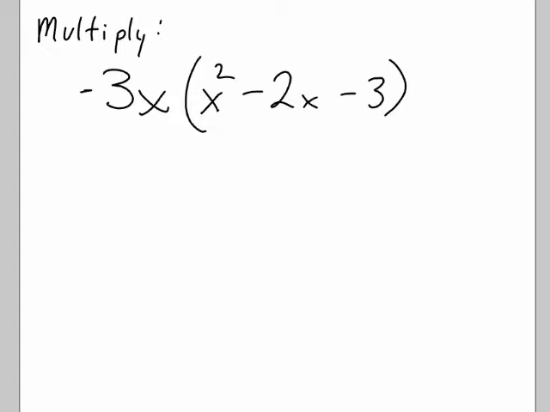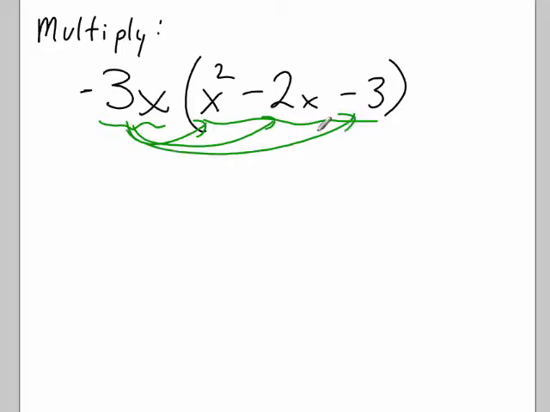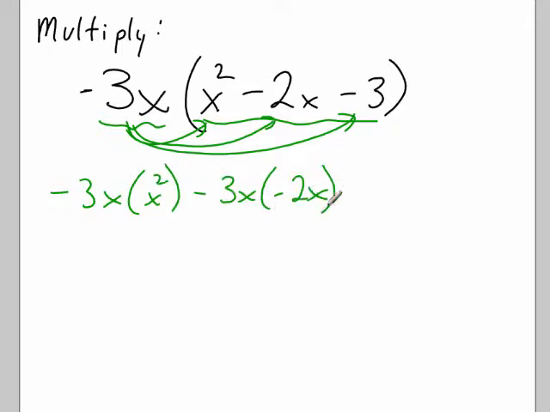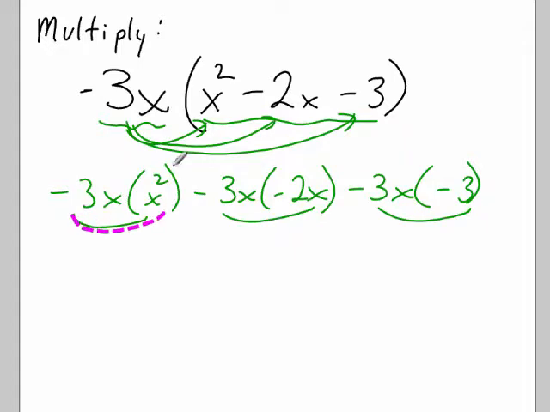All right, let's do a couple of examples algebraically. We want to multiply this monomial by this polynomial. And so to do that, we're going to distribute the monomial to each term here. So negative 3x times x squared, negative 3x times negative 2x, and negative 3x times negative 3. And we'll work each of these sections out. If we multiply here, we're going to add the exponents in multiplying the powers. So that's going to be x to the third times negative 3 in front.